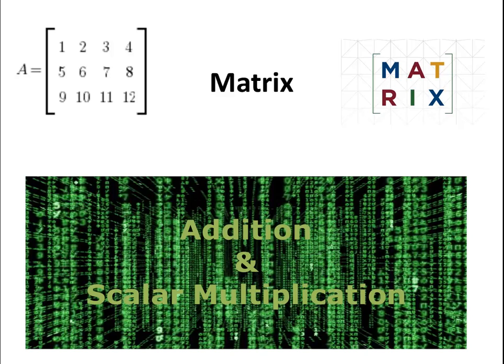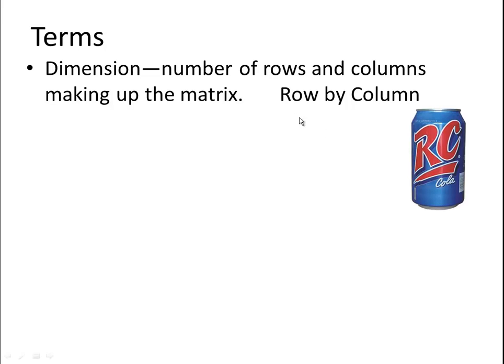All right, so let's get to some terms. Our first term is dimension. That's the number of rows and columns that make up the matrix. And how we list those things, we always list the row first and then the column second. If you want a way to remember it, kind of dorky, I admit, but RC Cola. R is listed first, and then the C is listed second. So that's just to remember row, column, row first, column second in our numbering system.